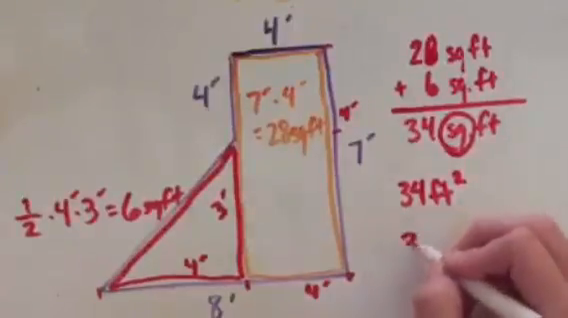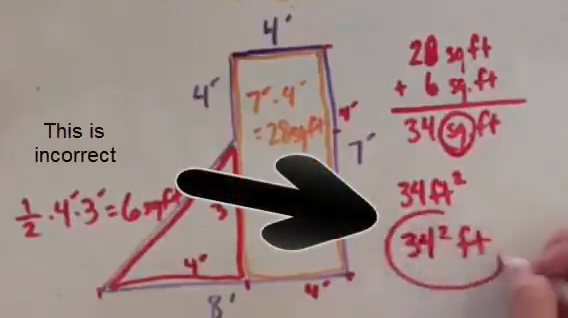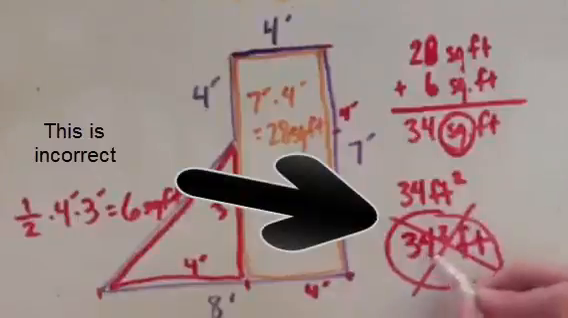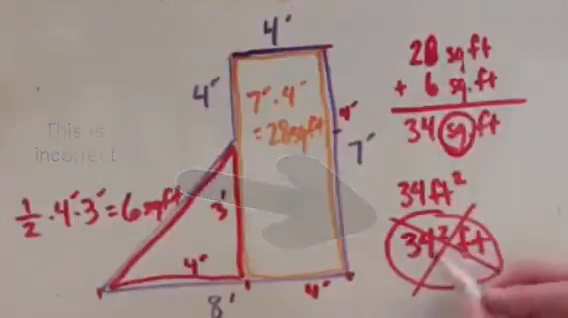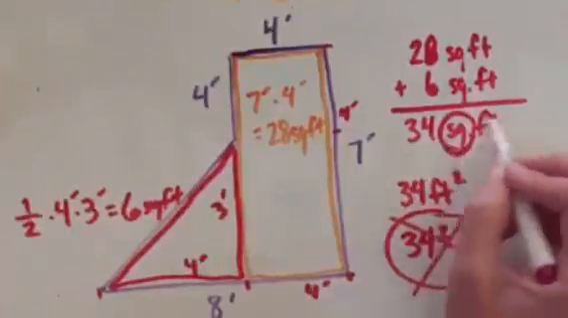One common mistake that I see is this. This is a big no-no. This is saying 34 squared feet. Whatever 34 times 34 is, that many feet. That's not what we want. We want 34 square feet or 34 square feet.